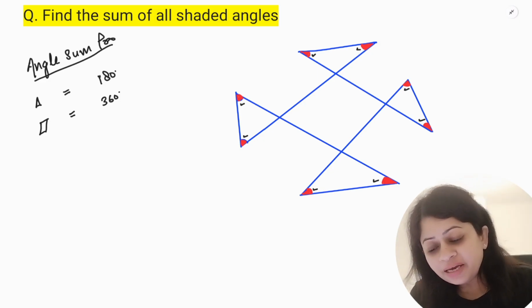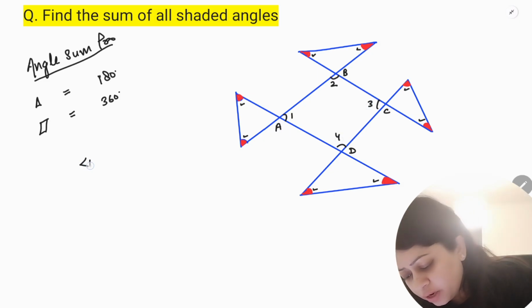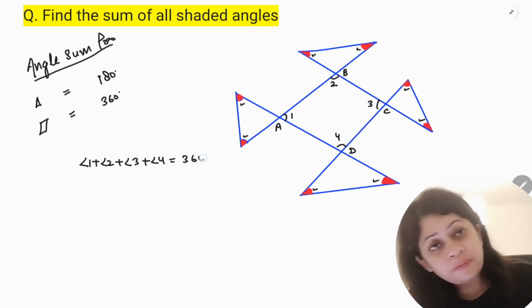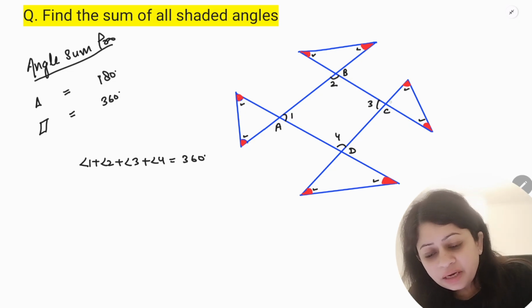What I know, I can see that this is a quadrilateral. If I name it A, B, C, D, this is a quadrilateral. So if I say this is angle 1, this is 2, this is 3, this is 4, I know angle 1 plus 2 plus 3 plus 4 is equal to 360 degrees, right? Okay, but I do not need to find this angle. And this angle will be equal to this angle. This will be equal to this.